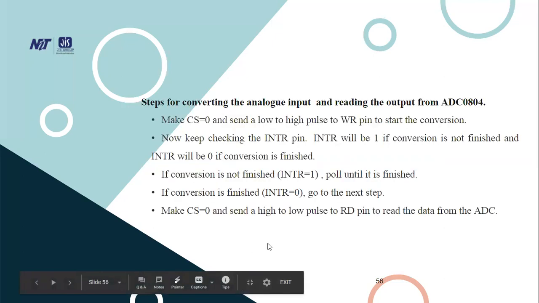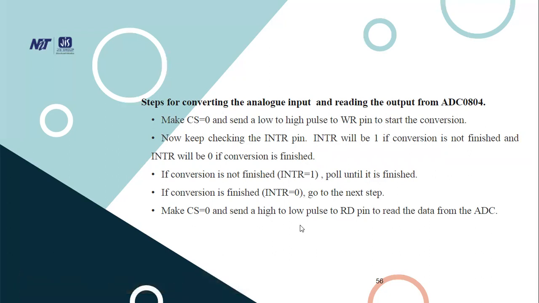Steps for converting the analog input and reading the output from ADC 0804. Make CS equal to 0, send a low to high pulse to WR pin to start conversion. Now keep checking the INTR pin. INTR will be 1 if conversion is not finished, and INTR will be 0 if conversion is finished. If conversion is not finished, INTR equal to 1, poll until it is finished. If conversion is finished, INTR equal to 0, go to the next step: make CS equal to 0 and send a high to low pulse to RD pin to read the data from the ADC.